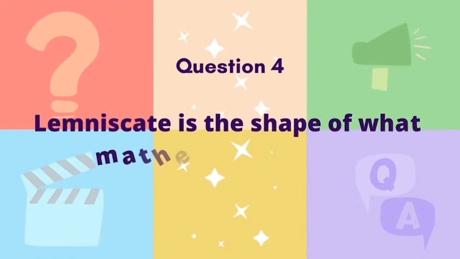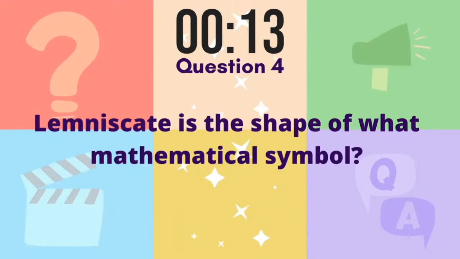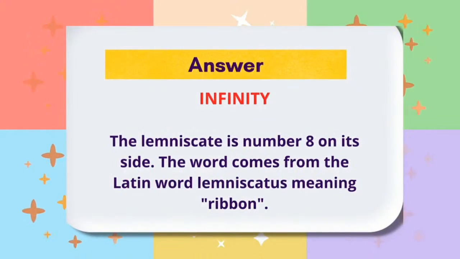Question number 4. Lemniscate is the shape of what mathematical symbol? Answer, infinity. The lemniscate is number 8 on its side. The word comes from the Latin word lemniscatus, meaning ribbon.